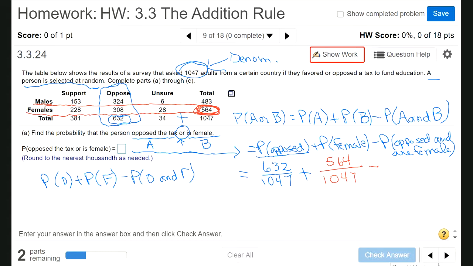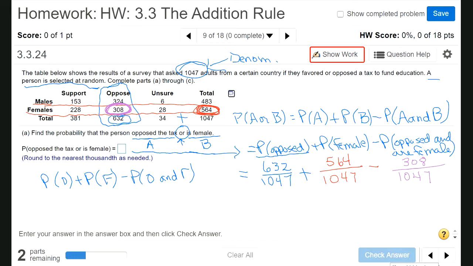You see this right here? That 308. Notice they're both in the opposed column and in the female row. That means that those 308 people, they got counted twice. That's how many of the people are both opposed to the tax and female. That's 308 out of the 1,047. I counted those 308 people twice. I've got to subtract them off once.